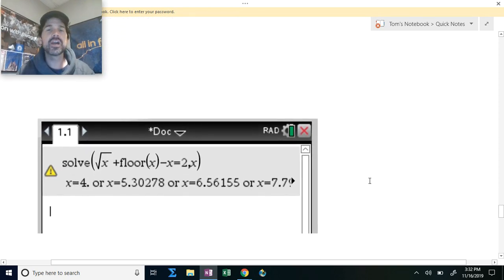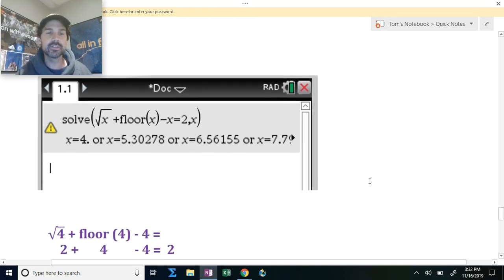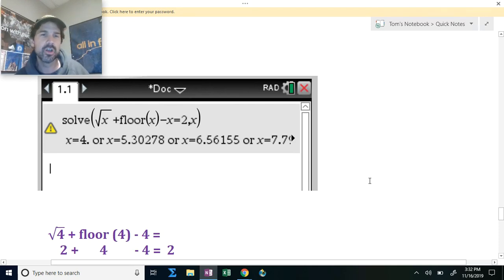So you have to try to wrap your head around what this question is asking. So let's try and do that for a second. We see up here that 4 is a possible solution. What would that look like?